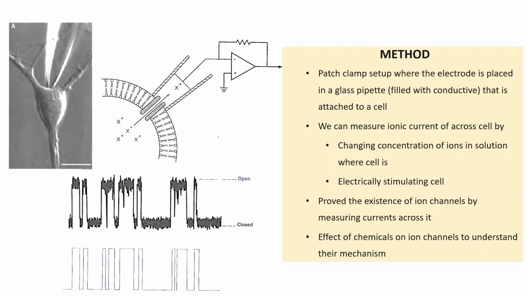And they measured the current generated by ions by changing the concentration of the solution in which the cell was kept under the microscope. So that's what they did. They also passed signals through the cell and observed the change in ionic current through the microelectrode in the pipette. Okay, that's what they did. And this helped to prove the existence of individual ionic channels across the cell membrane, especially on neurons, and they were able to verify it. They also observed the effect of chemicals and their mechanism.